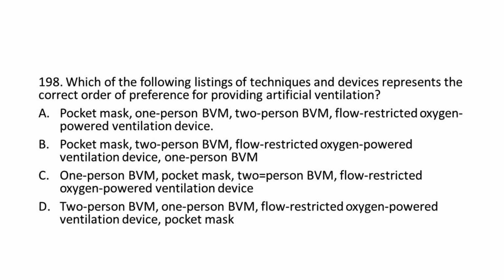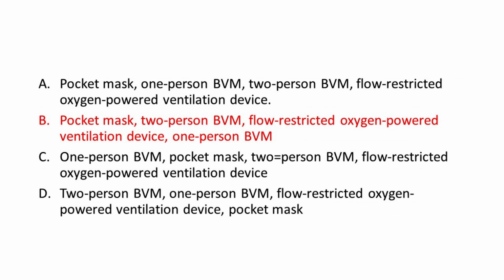198. Which of the following listings of techniques and devices represents the correct order of preference for providing artificial ventilation? A. A pocket mask, one-person BVM, two-person BVM, flow-restricted oxygen-powered ventilation device. B. Pocket mask, two-person BVM, flow-restricted oxygen-powered ventilation device, one-person BVM. C. One-person BVM, pocket mask, two-person BVM, flow-restricted oxygen-powered ventilation device. D. Two-person BVM, one-person BVM, flow-restricted oxygen-powered ventilation device, pocket mask. The answer is B. Pocket mask, two-person BVM, flow-restricted oxygen-powered ventilation device, one-person BVM.